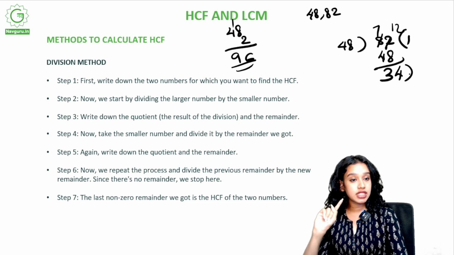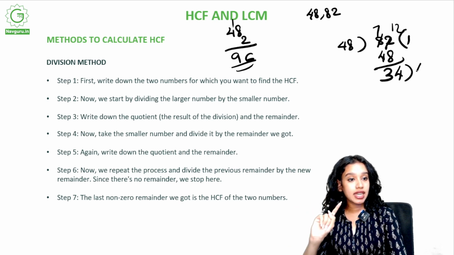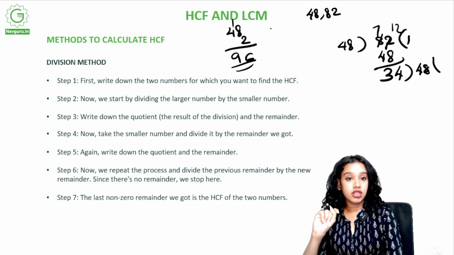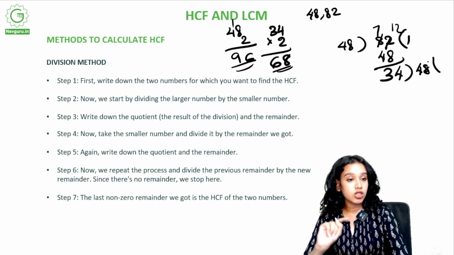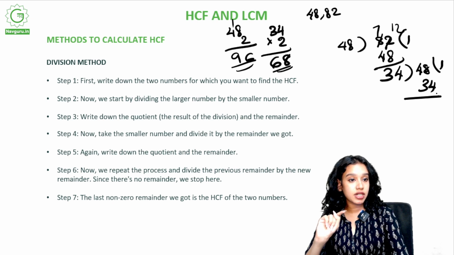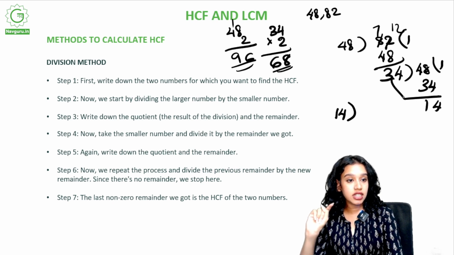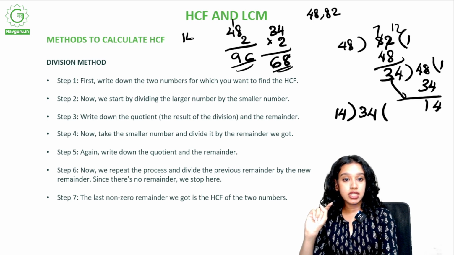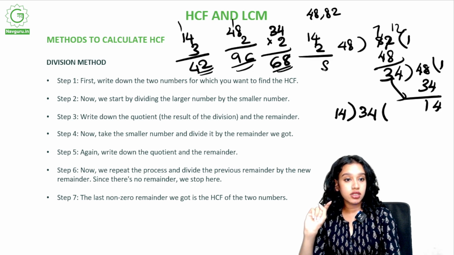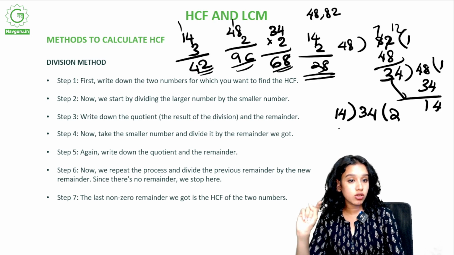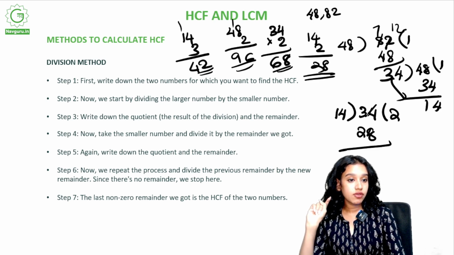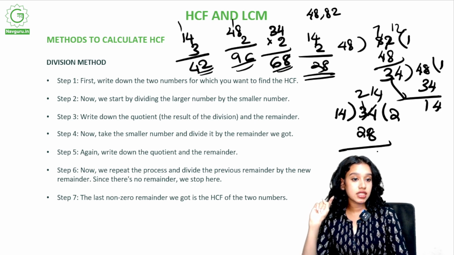Now what we do is we change the divisor and the dividend. We place 48 as the divisor and 34 as the dividend. Now how many times 48 is 34? Now 34 into 2 is 68, which is greater than 48, right? So we'll do 1 times 34 and we'll subtract it, we'll get 14, right? Again 14 is taken as the dividend and 34 is taken as the divisor. So 14 into 3 gives us 42 and 14 into 2 gives us 28. So here we could take 2 as the quotient and we'll get 28. We subtract this and we'll get 6, right?